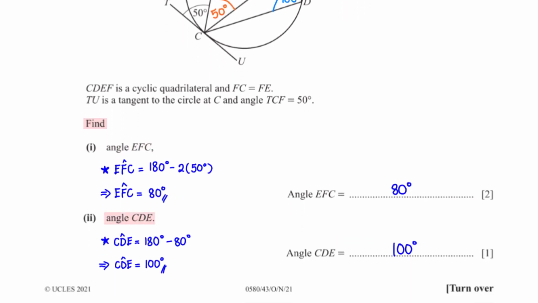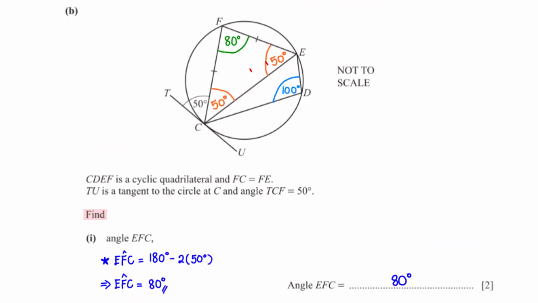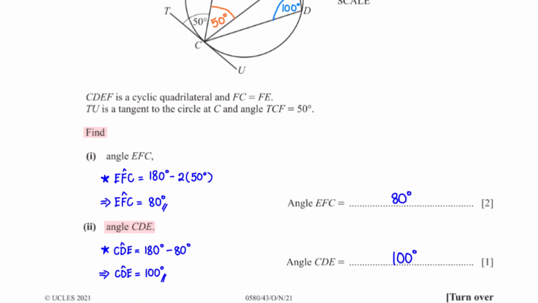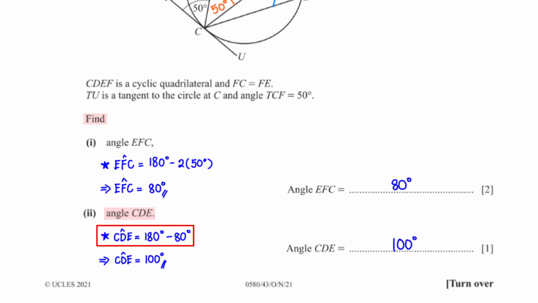Find angle CDE. Opposite angles in a cyclic quadrilateral should equal 180 degrees. And so when we subtract 80 degrees from 180 degrees, we get angle CDE as 100 degrees.